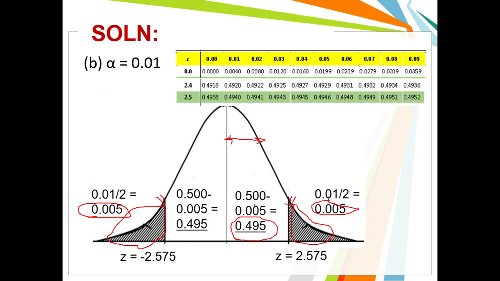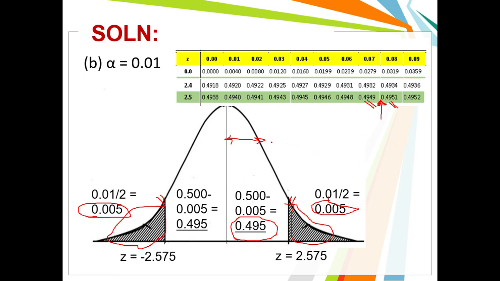So the same as kanina, let's look at the table kung saan yung value na 0.495. Okay? So saan ang 0.495? If we can observe, walang 0.495. However, meron tayong 0.4949 and 0.4951. At ang value natin is somewhere in between. Okay? Or exactly in between.